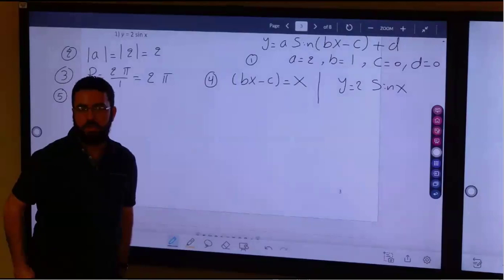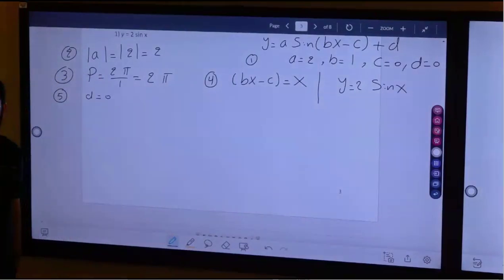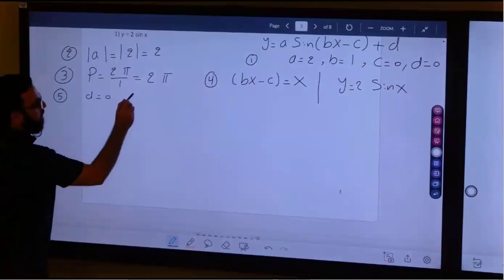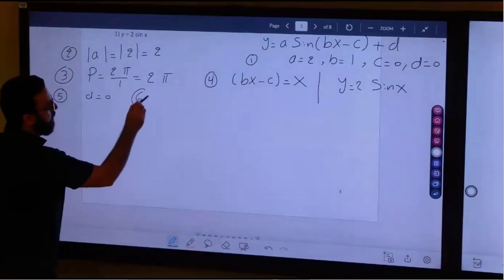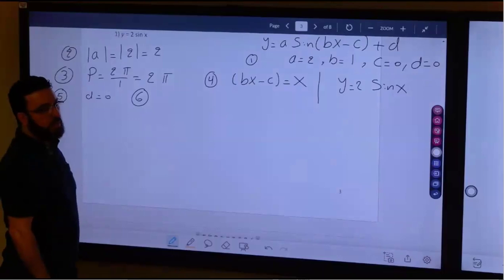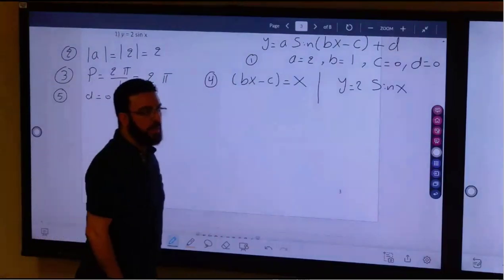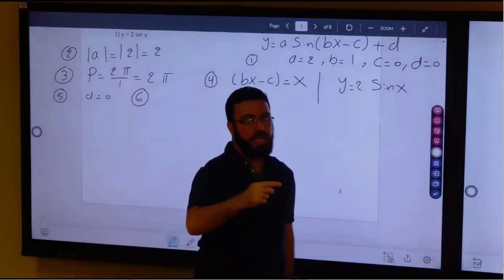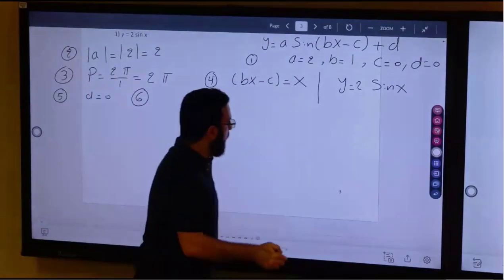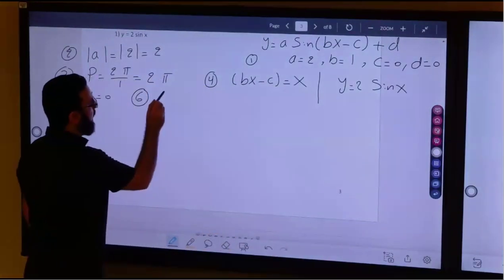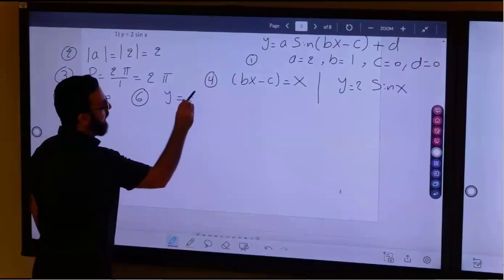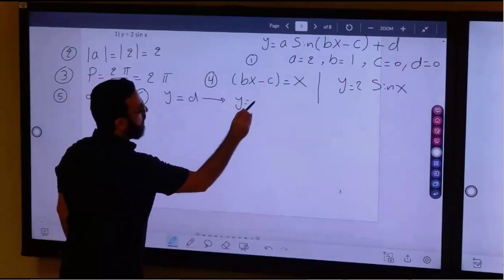What's the other step? Draw the resting line. Now, step 6, right? How are we going to do the resting line? The resting line is what? It says y equals D. That means step 6, y equals D. That means y equals 0.